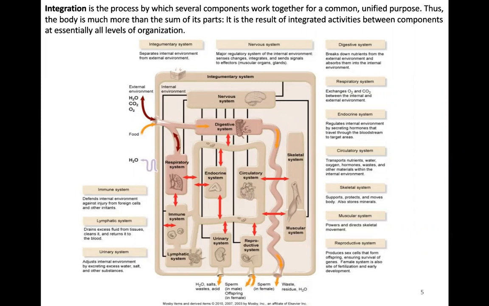This next term, integration, describes the process by which several components work together for a common unified purpose. I told you guys the other day that I'm a football fan. I like K-State, like the Chiefs. If you're not familiar with football, there are 11 players on each team on the field at a time. How many systems did I say there were? 11 or 12, right?